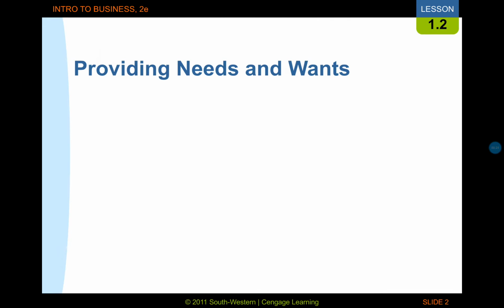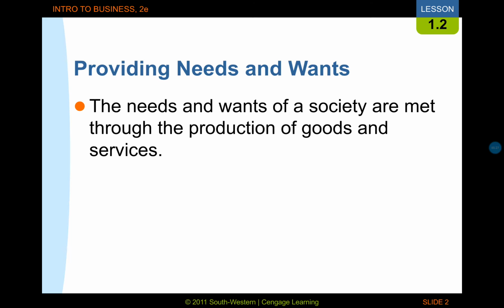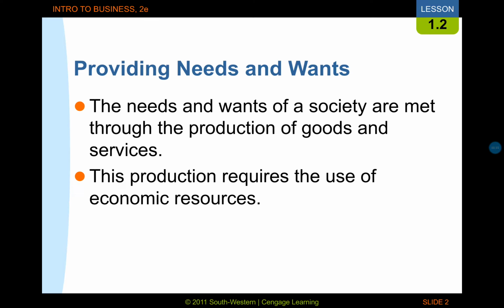Providing needs and wants. The needs and wants of a society are met through the production of goods and services. This production requires the use of economic resources. Remember, in our last section we discussed that resources are scarce because most countries have a limited amount of resources available to them.